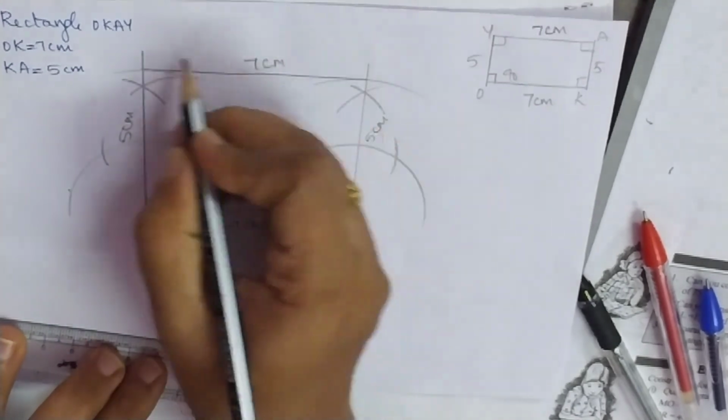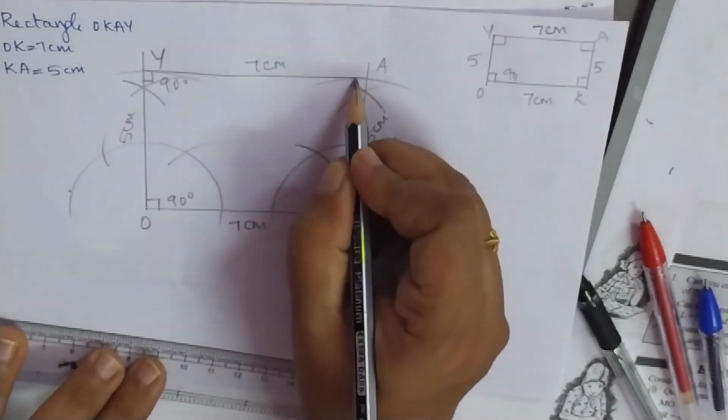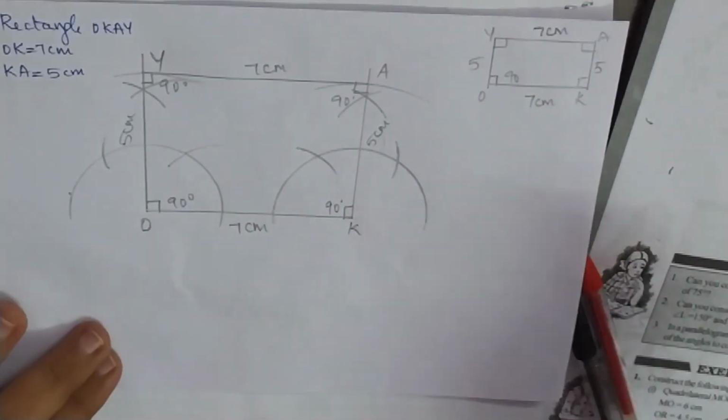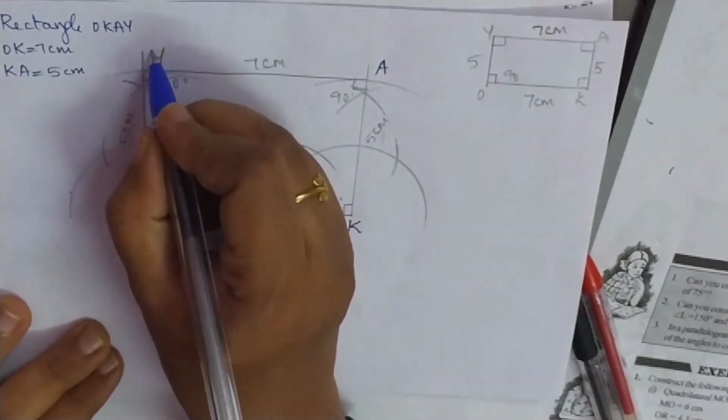This is 7 centimeter. This is Y. This is A. This is also 90 degree each. If you can measure, if you have done everything correct, children, you will see that this is also 90 degree. So we have drawn a quadrilateral, which is a rectangle, with the given measurements.